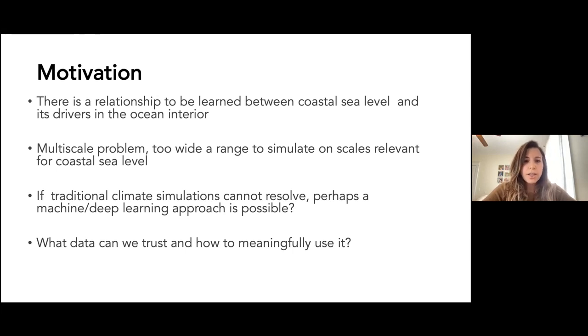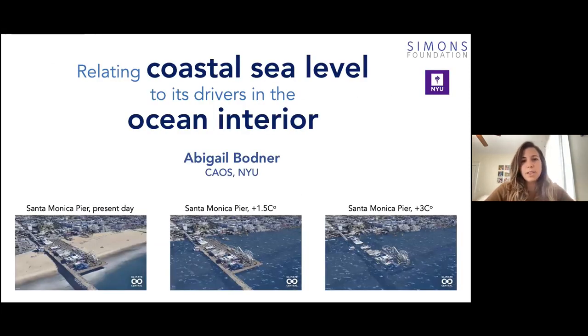So if traditional climate simulations can't resolve this problem, perhaps a machine learning or deep learning approach is more suited. So then the next thing really is, what data can we trust? If model simulations are limited, is there any other data that we can use, and how can we meaningfully use it? So going back to my title slide, I'm interested in relating coastal sea level to its drivers in the ocean interior. And I'm now going to look at a machine learning approach to create this link.